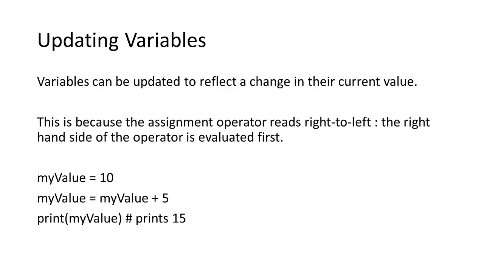One thing to note is that variables can be updated to reflect a change in their current value. This is because the assignment operator reads right to left, in the reverse from what we're used to. The right-hand side of the operator is always evaluated first. If you look at this code fragment, we can see that the variable myValue is set equal to the number 10. On the next line of code, we take whatever piece of data is stored in myValue, in this case 10, and we add 5 to it. And then we store the result of that operation in the myValue variable. We can then use a print statement to determine the contents of myValue and see that it's 15.